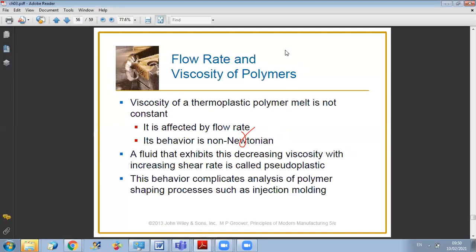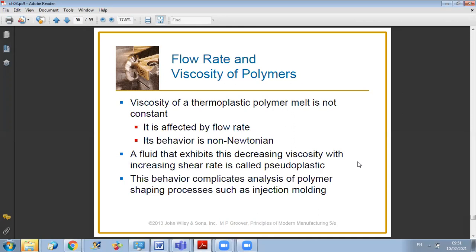Now, flow rate and viscosity of polymers. In general, the viscosity of a thermoplastic polymer is not constant, so we cannot say that it's a Newtonian fluid. It will be affected by the flow rate, and its behavior is non-Newtonian. A fluid that exhibits decreasing viscosity with increasing shear rate is called pseudoplastic. We will have different behaviors. Some materials will have increased viscosity with increasing shear rate, while others will have decreasing viscosity with increasing shear rate.